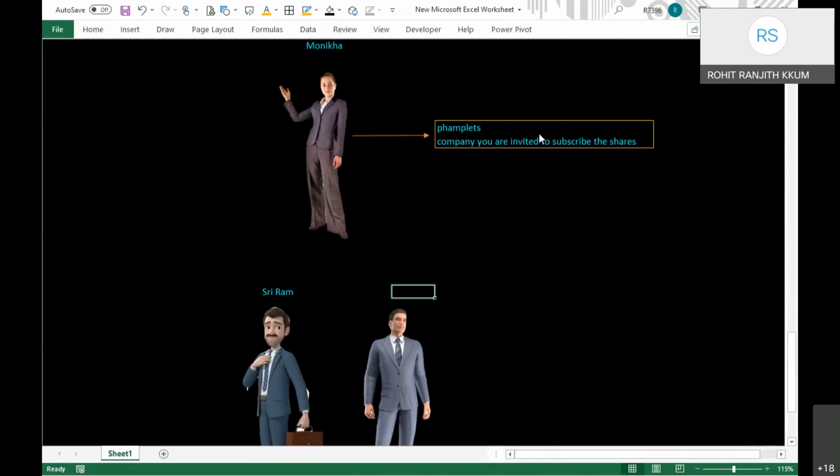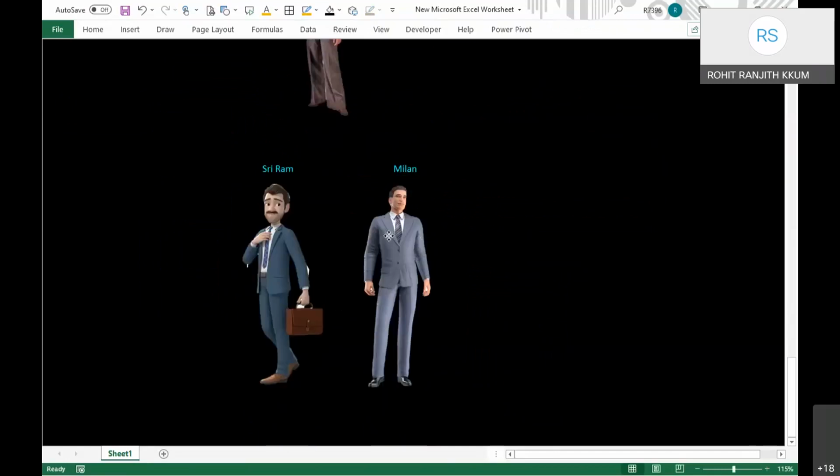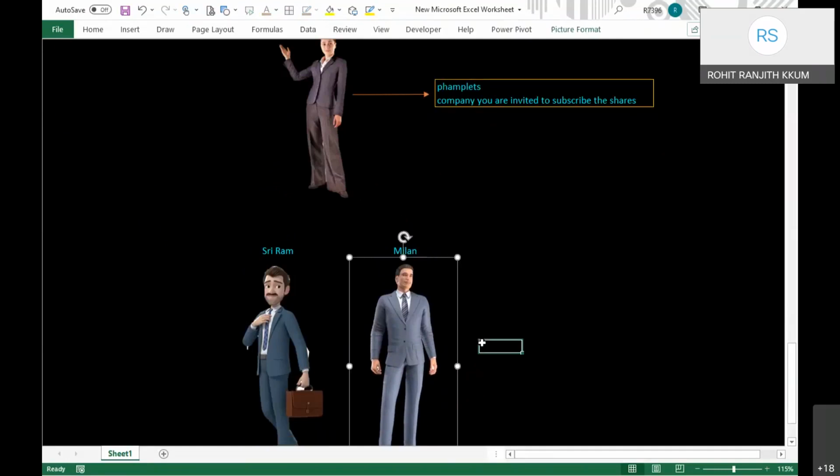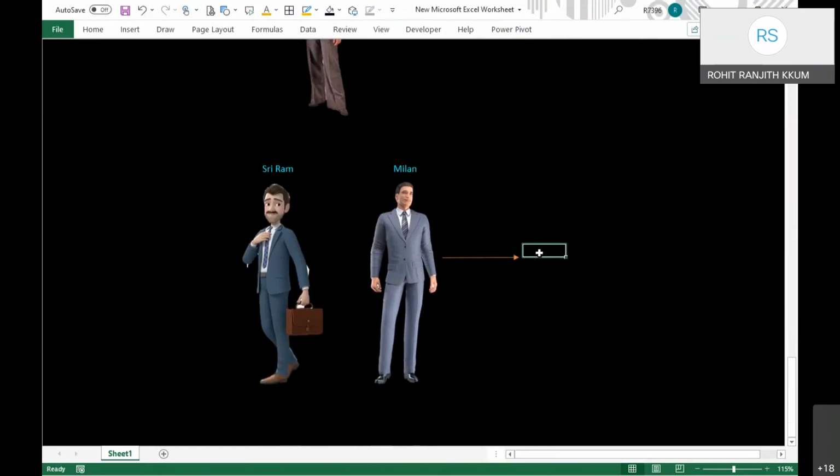Suppose there are two different directors of a company, Mr. Milan and Mr. Sriram. These two gentlemen advertised in the newspapers stating that the company recently issued certain shares, but all the shares are not subscribed. There are some shares yet to be allotted. Interested parties can apply to the company.